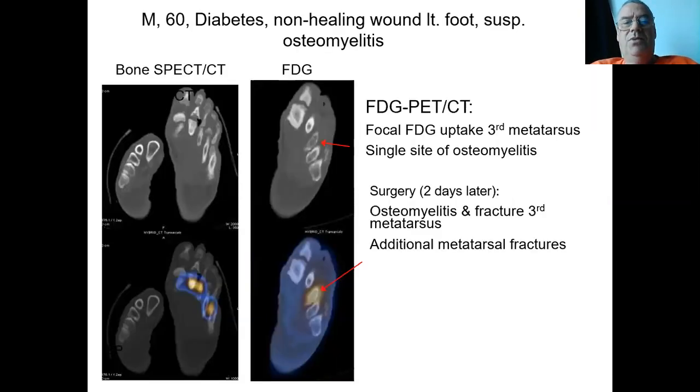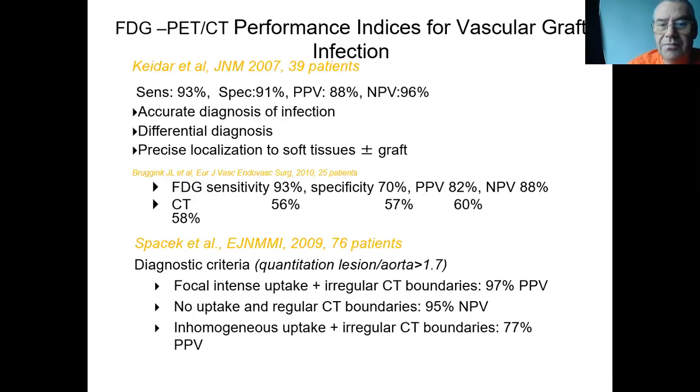This is a nice example. This is a patient where you can see the SPECT CT. There are multiple sites of bone uptake in a diabetic with a non-healing wound on the foot. So this patient is heading into having a whole foot amputation. But a PET CT was done, which showed uptake in just the third metatarsal, and this could be removed by what's known as a ray amputation. The patient was able to preserve the rest of their foot. So FDG PET was able to give a much better answer than just the bone scan alone.